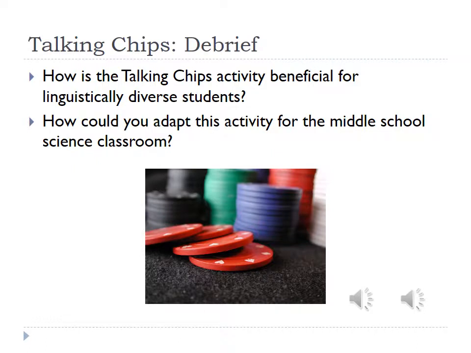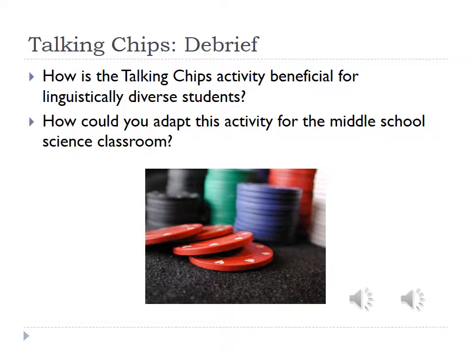Now that you've had a chance to do the talking chips activity, think about how it's beneficial for linguistically diverse students. How could you adapt this activity to use in your middle school classroom? Talking Chips is a specific type of speech event with particular rules to help support language minority students. Language minority students have been shown to speak less in classes than mainstream students. It's essential that all students have the opportunity to talk and voice their ideas and have the cognitively flexible space that supports the development of conceptual understanding in science.